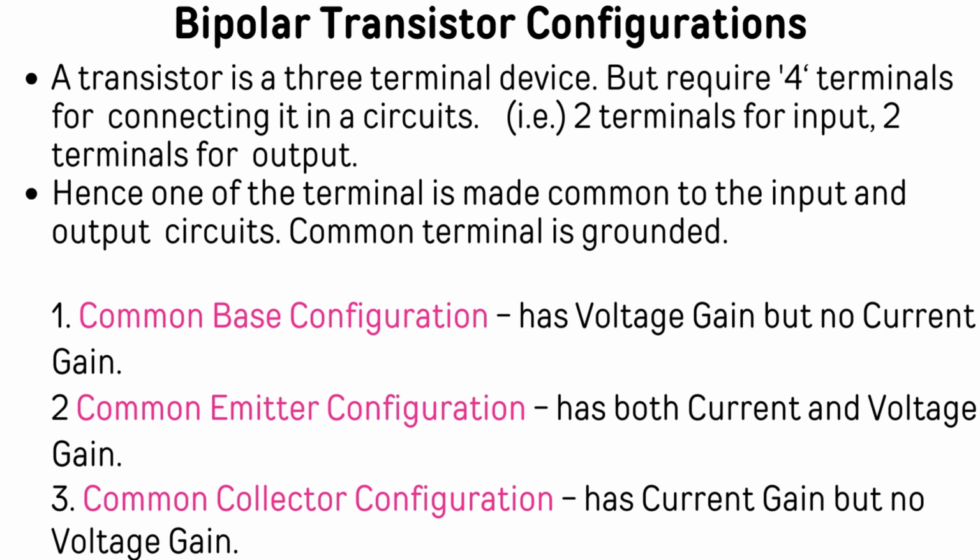So compared to all three configurations, the best configuration is common emitter configuration. Why? Because it has both voltage gain as well as current gain, which means it has high power gain, which is used in amplifiers.